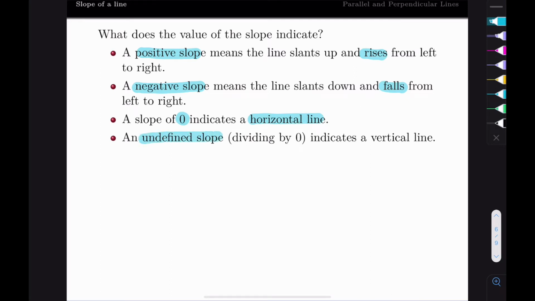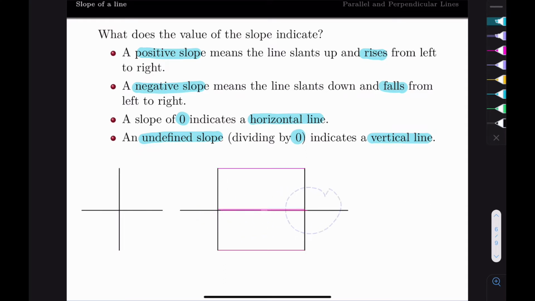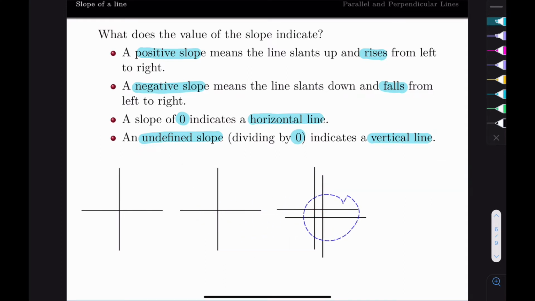And then finally, if you have an undefined slope, which basically means you're going to try to divide by 0, which you can't do, that's going to be when we have a vertical line. So basically the rise is infinite. So to give you just a picture example of each of these, we'll do 4 little pictures. And we'll go ahead and cheat because we're using an iPad and do 4 different graphs.